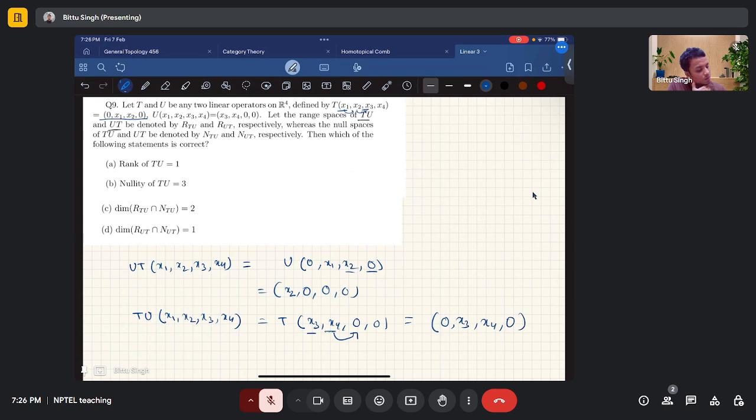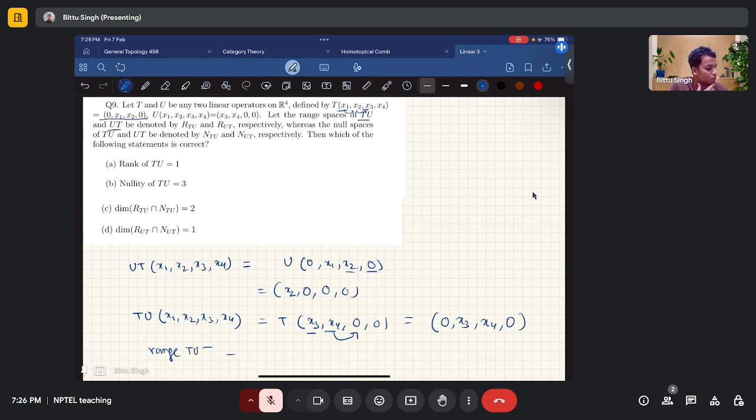Now what is the nullity, and so we need to find the range of TU. There are lots of things that need to be done. So first, what is the rank of TU? From here it is clear that the rank of TU, so any element of TU, so before rank of TU, let me say range of TU.